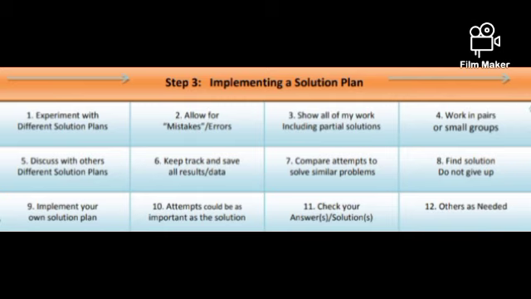Number three, show all of my work, including partial solutions. This is part of the solution plan, showing all the details of your solutions. Because in doing this, you will identify which mathematical skills you have to apply in each step of the solution.